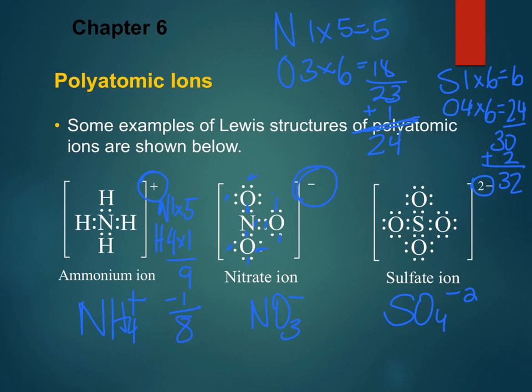So the rule of thumb is that you do the opposite of whatever the charge is mathematically. In the case of the minus 1 here, we added 1. In the minus 2, we added 2. And in the plus 1, we subtracted 1. So it's pretty easy to calculate the number of dots, and then you just follow the rules for forming the Lewis structure like normal.